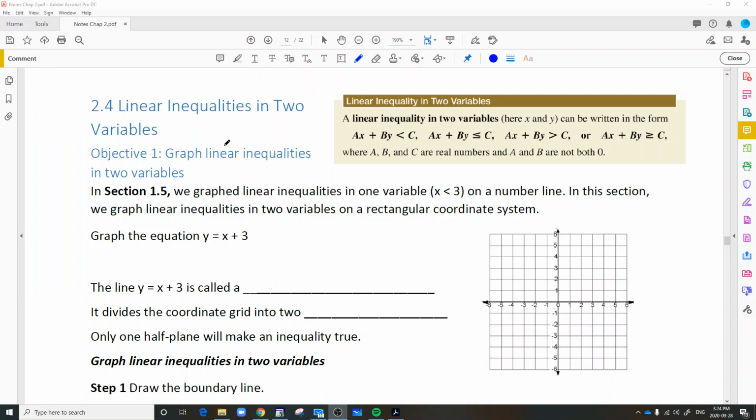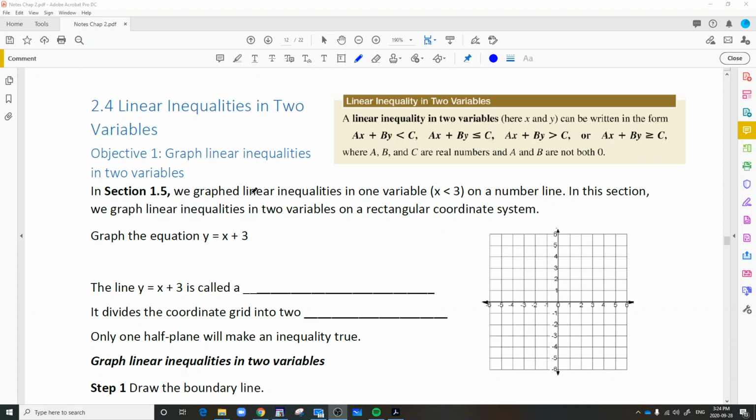So just like in chapter 1, where we started with linear equations and moved into linear inequalities, now same thing in chapter 2. We started with solving linear equations or graphing linear equations, and now we're going to move into linear inequalities in these two variables.